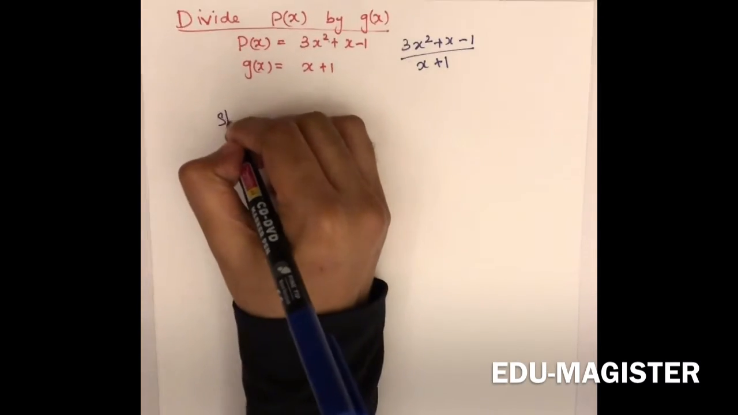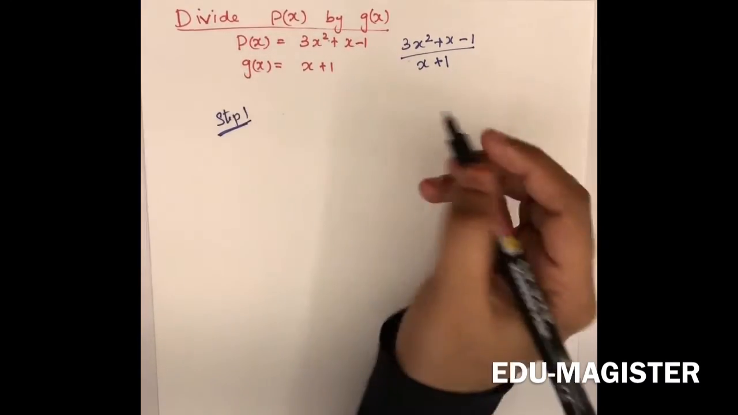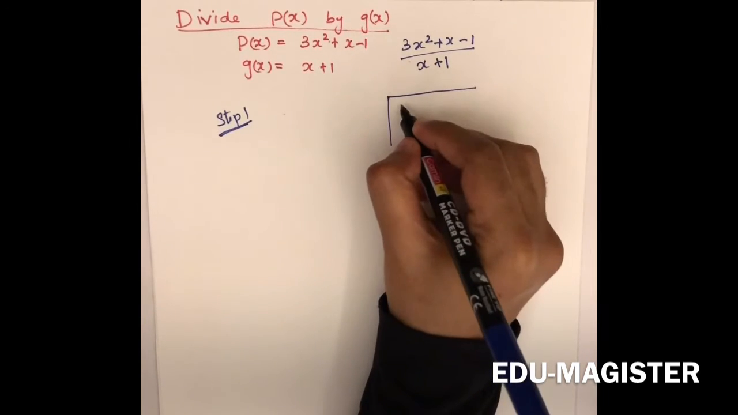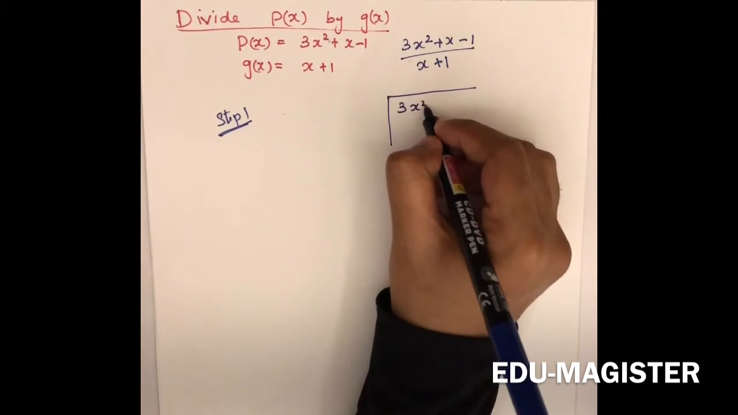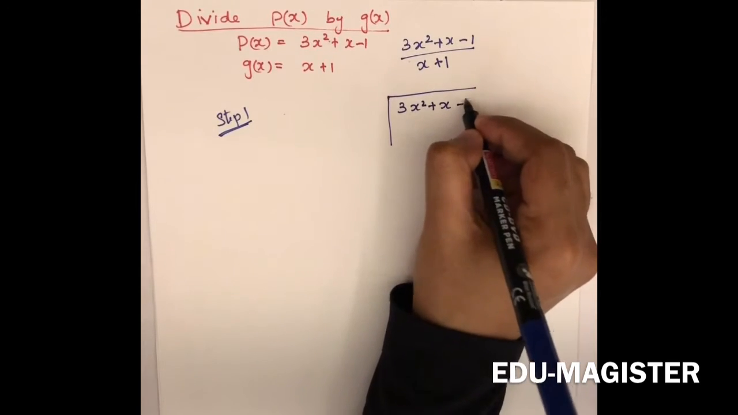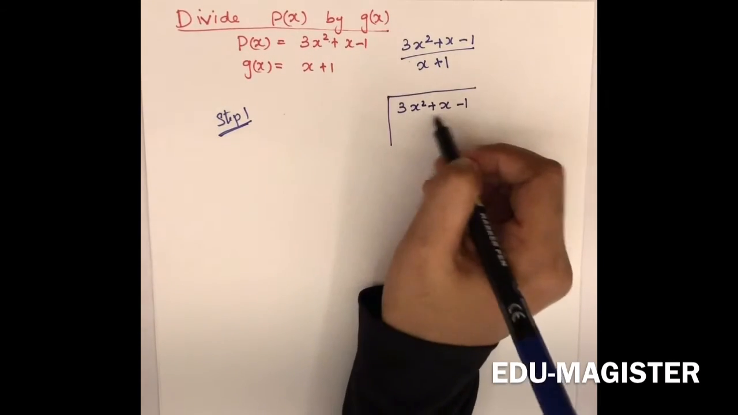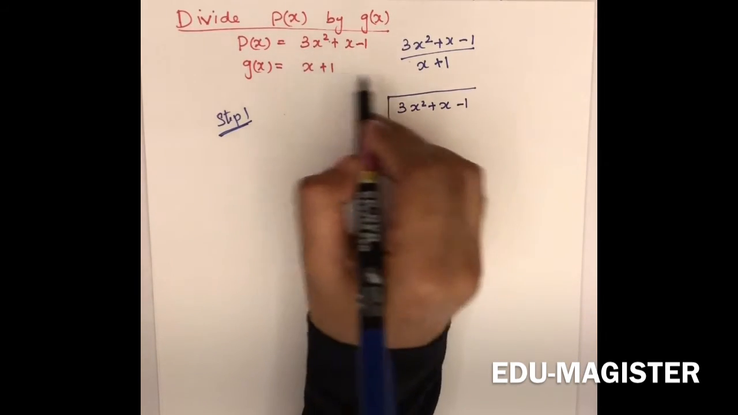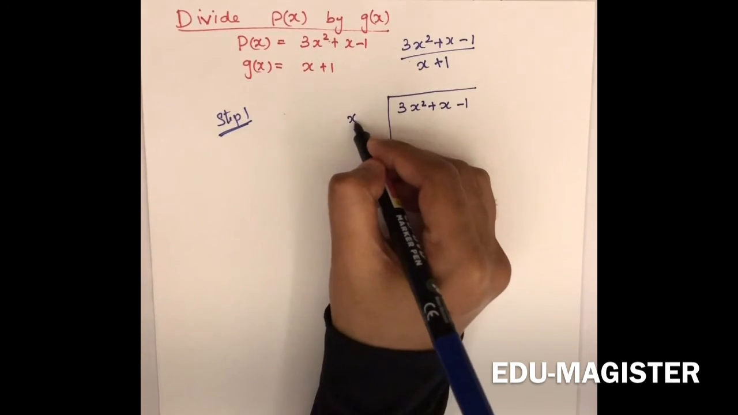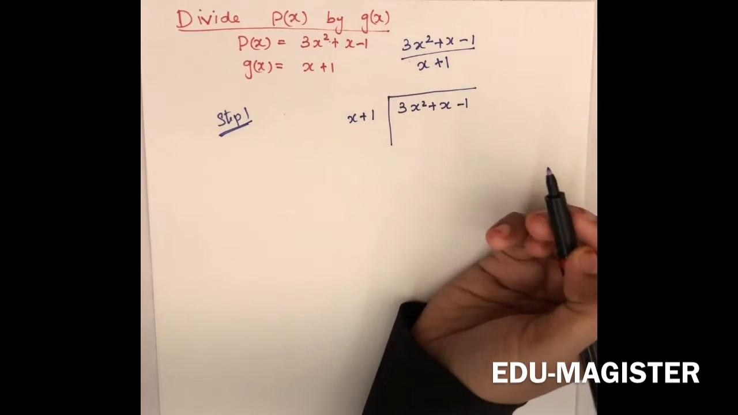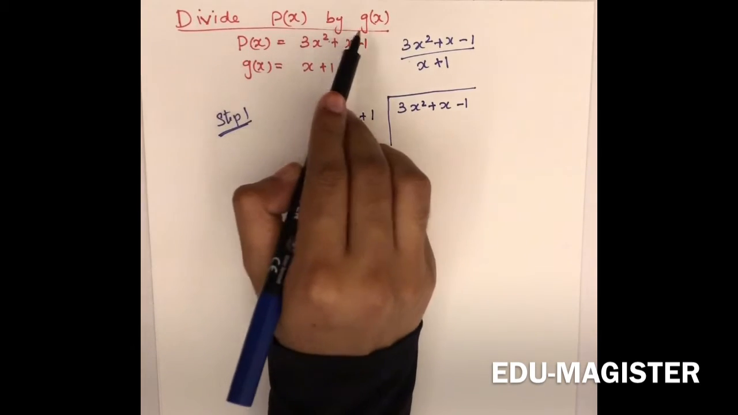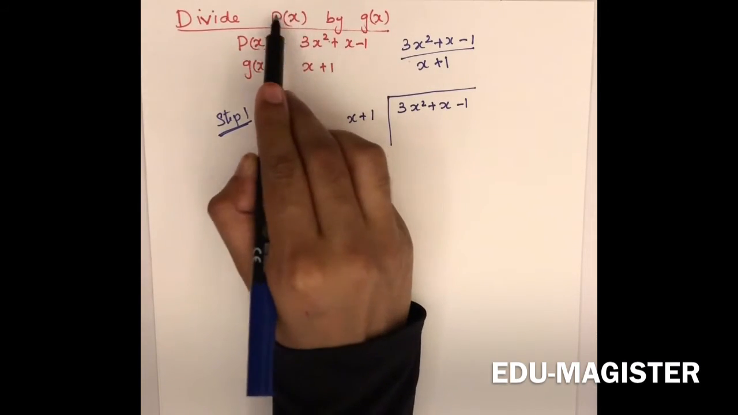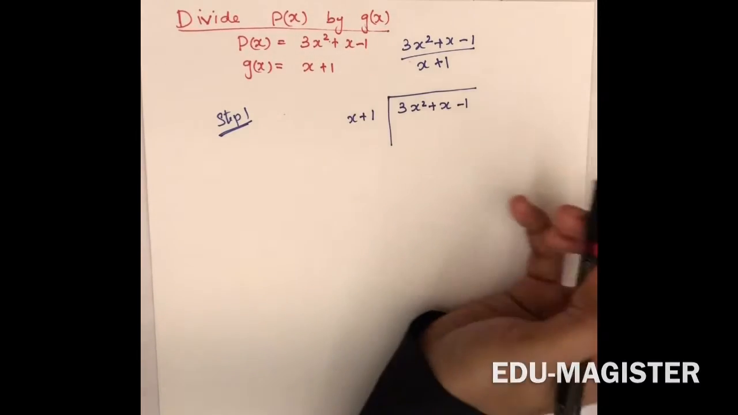In the first step, you need to write it in this way: 3x square plus x minus 1. So that is the dividend which comes inside, and then the divisor x plus 1. We are dividing p of x by g of x. So this is the divisor and this is the dividend, right?